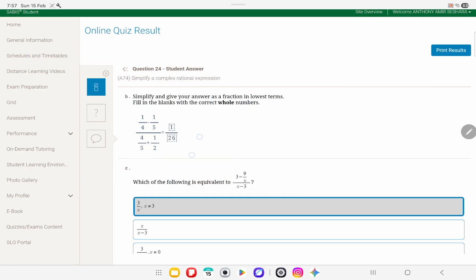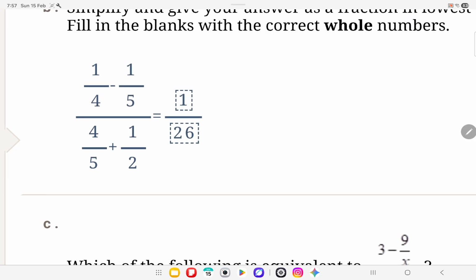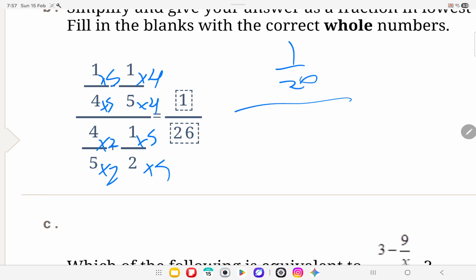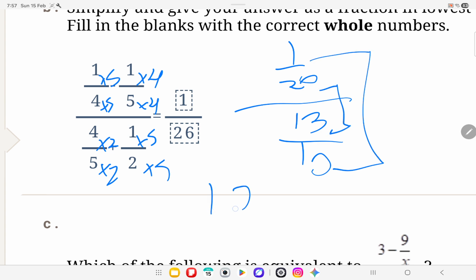So again, here we made the denominators the same. So we did times 5 and times 4, and here we did times 2 and times 5. Then we simplified, we got 1 over 20 all over 13 over 10. We did 4 times 4, close times close. We got 10 over 260. We crossed the zeros, we got 1 over 26, and that's it.